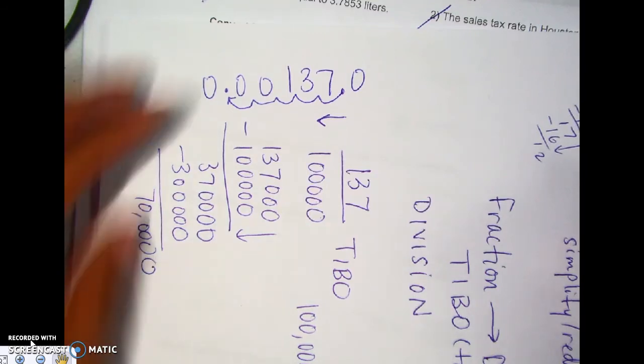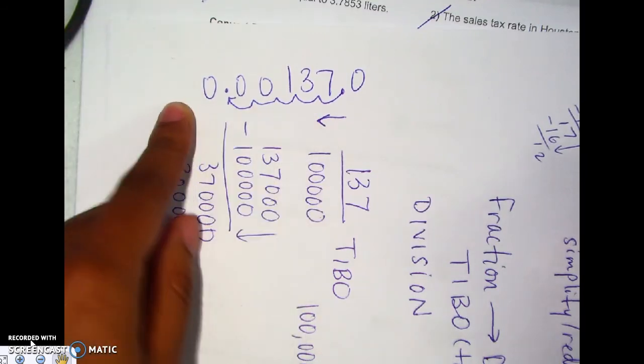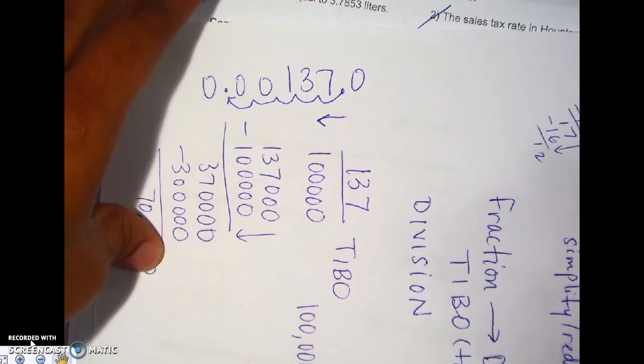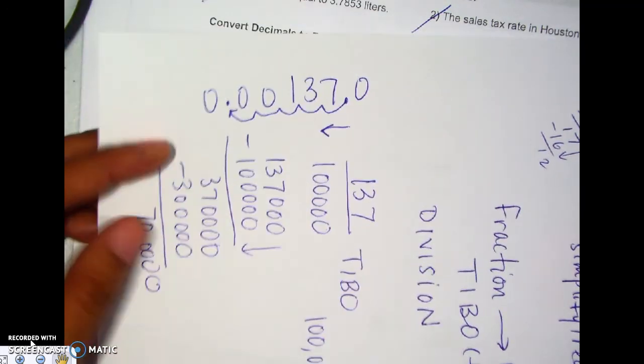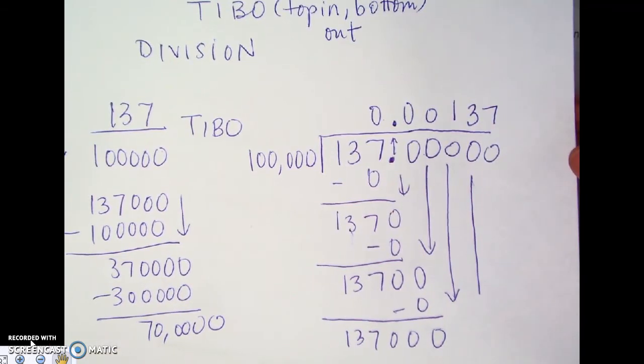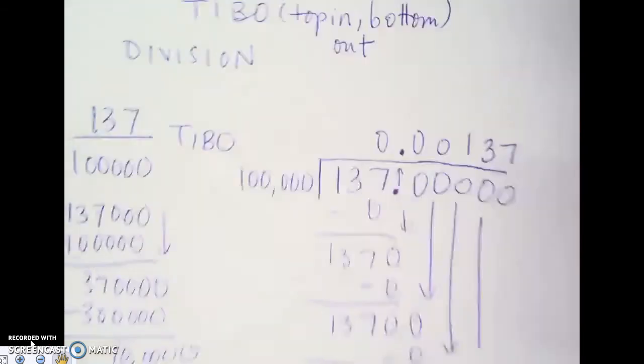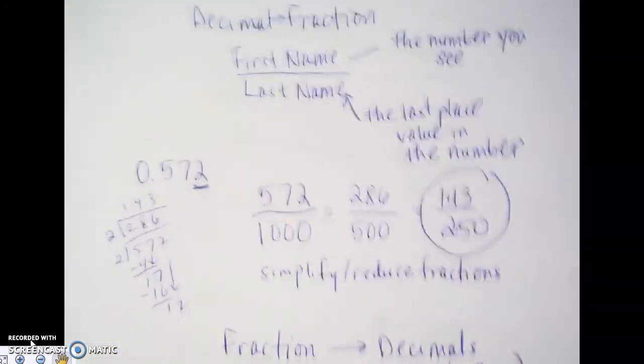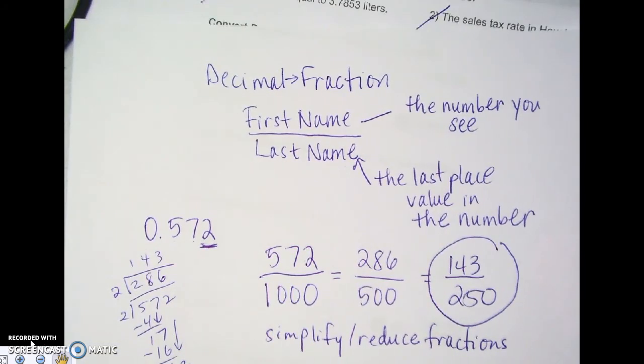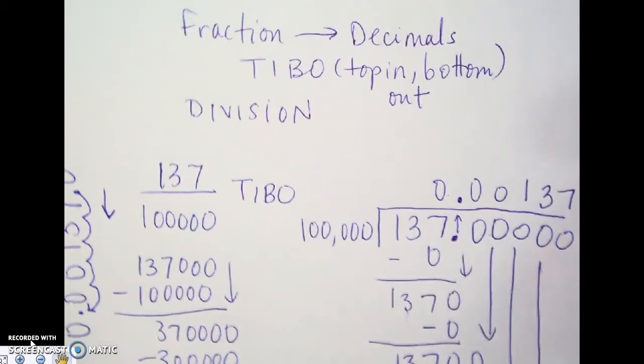So if you can remember, this is a trick for dividing by places of 10 or 100 or 1,000 or 10,000. But, sorry students, if you want to go through the steps, then you do your T-bow. All right, good deal. So that's how you go from a decimal to a fraction. Use first name, last name. And here is how you go from a fraction to a decimal.